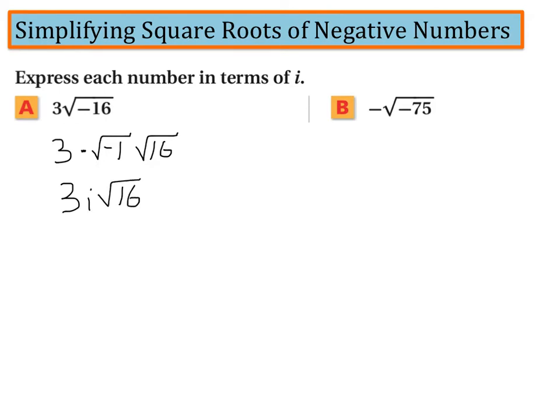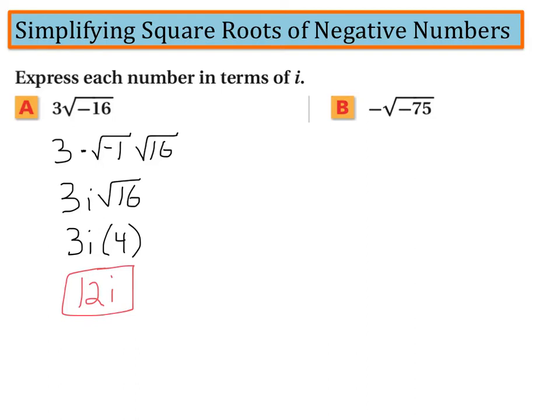Now we know the square root of 16 is just 4. So now we have 3i times 4 as our expression. And we simplify that, and we get 12i. Remember, this is not a real number. This is an imaginary number.